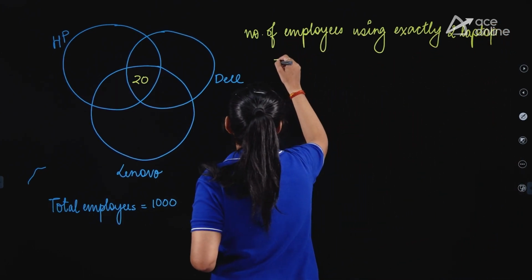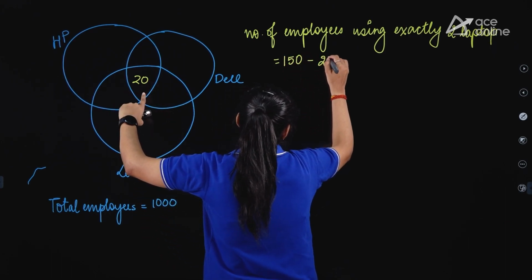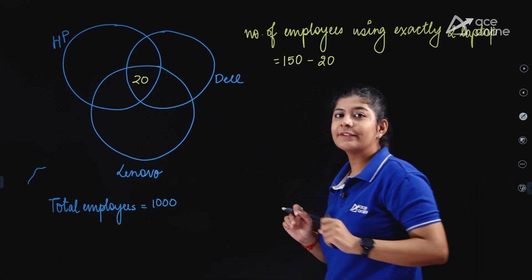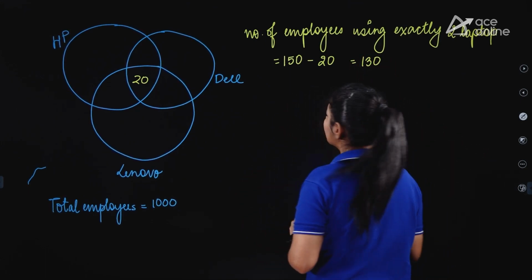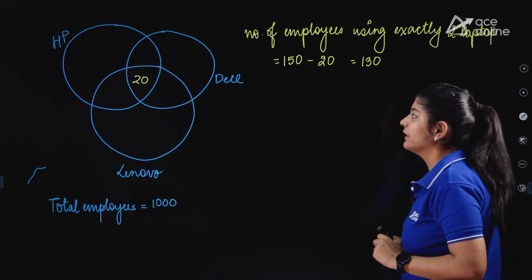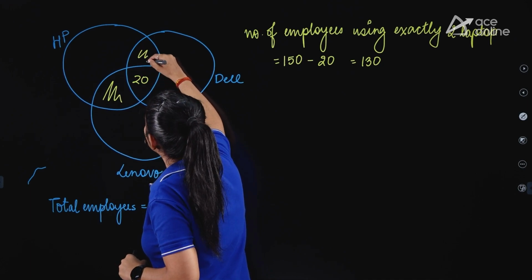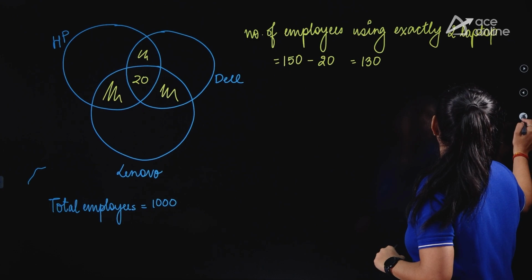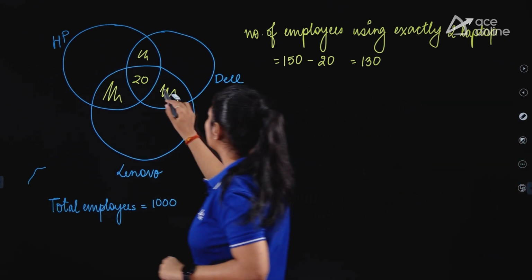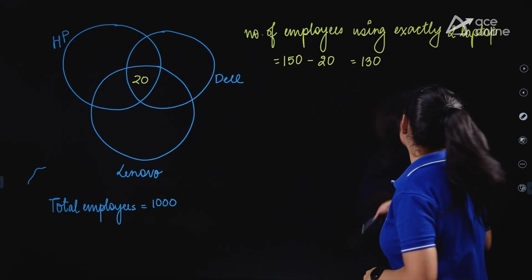So here we are having 150, but in this 150, 20 other persons use all three laptops. So we can say that here we are having 130 employees. So basically we can say that the sum of this one and this one should be equal to 130. Why am I not directly solving the question?